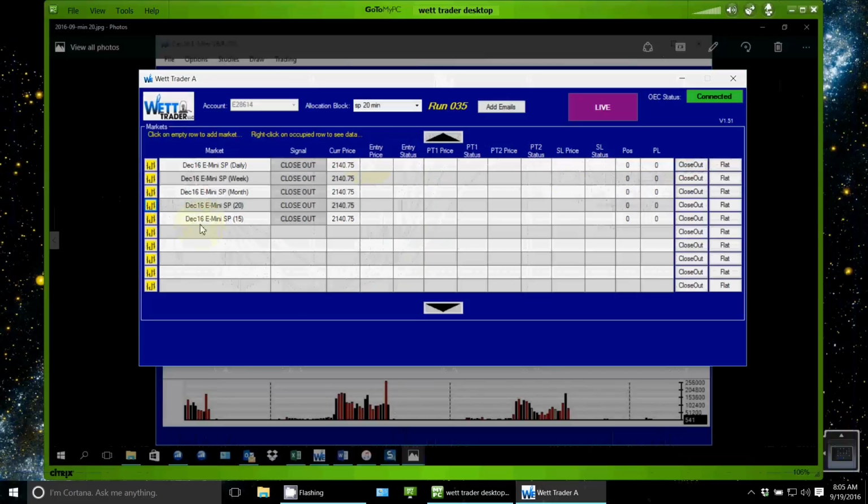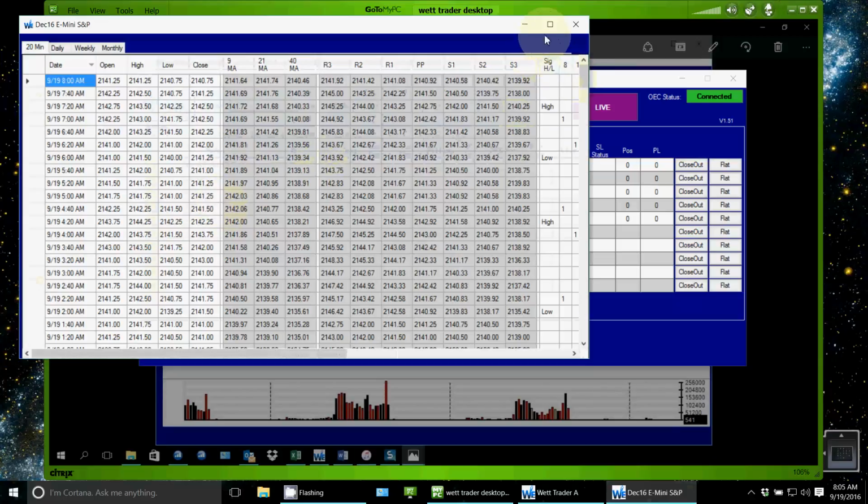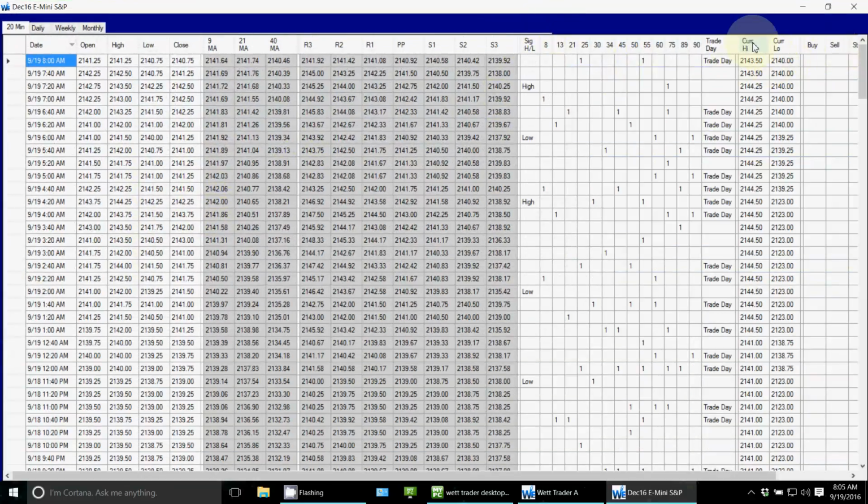Now you can also get the data just by right-clicking on the data bar. And it tells you what the current high and low are that it's using to calculate it. It's price and time. It will not place a trade unless the time and the price align.